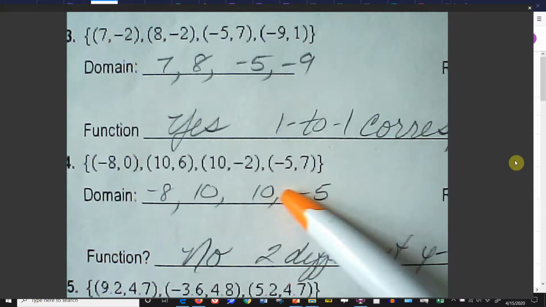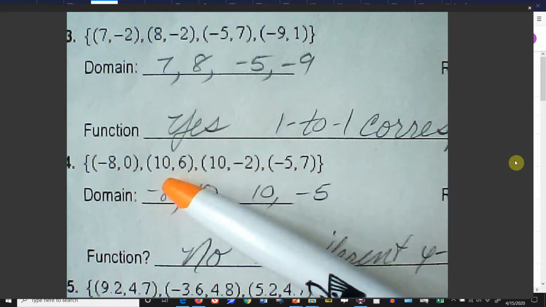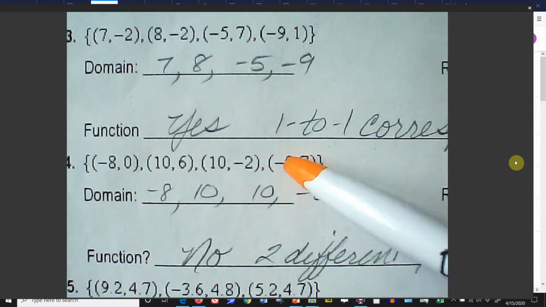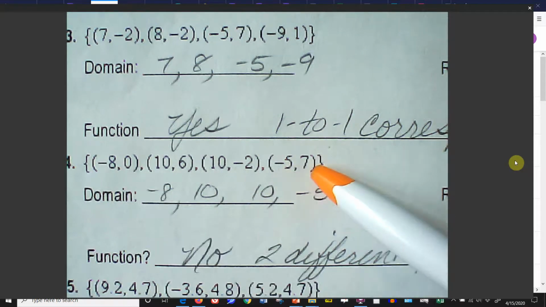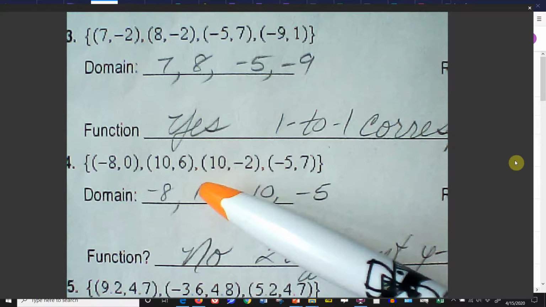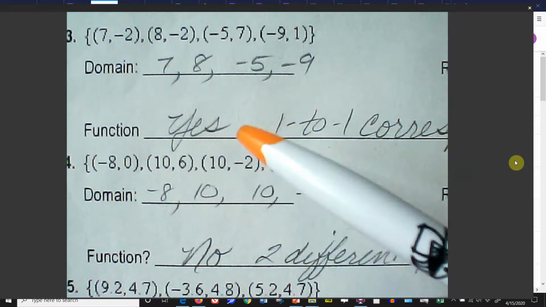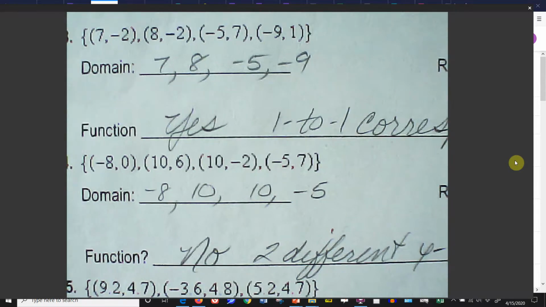So if you look at the actual problem, because sometimes you write them out and it's harder to see than just looking at the problem. If I put in 10, what do I get out? I don't know. I either get 6 or -2, right? As opposed to if I put in -8, I know I'm going to get a 0. If I put in -5, I know I'm going to get a 7. Because there's two of the same x value, 10, with two different y values, then it's not a function. Does not have a one-to-one correspondence.